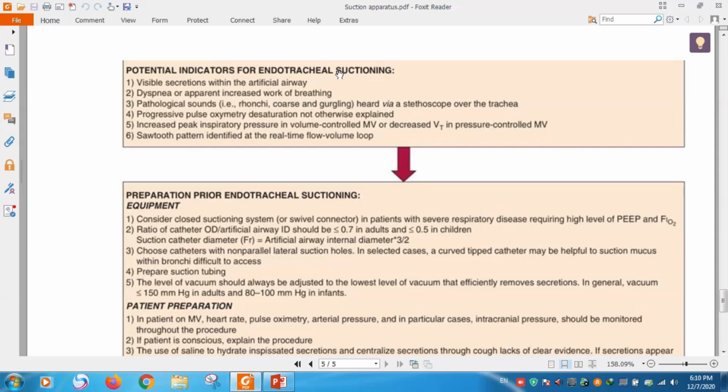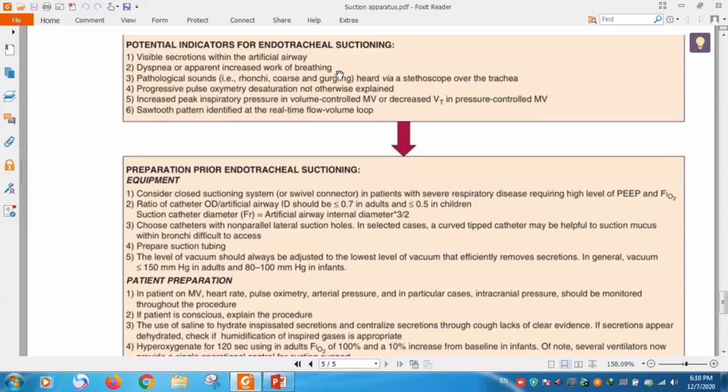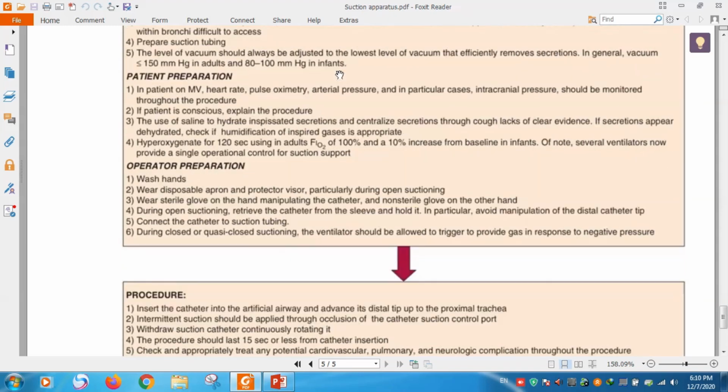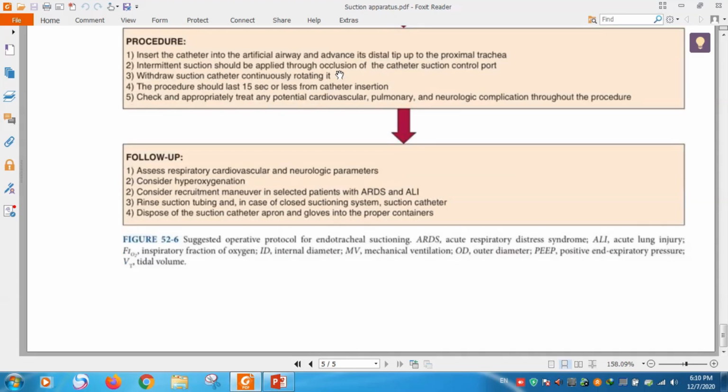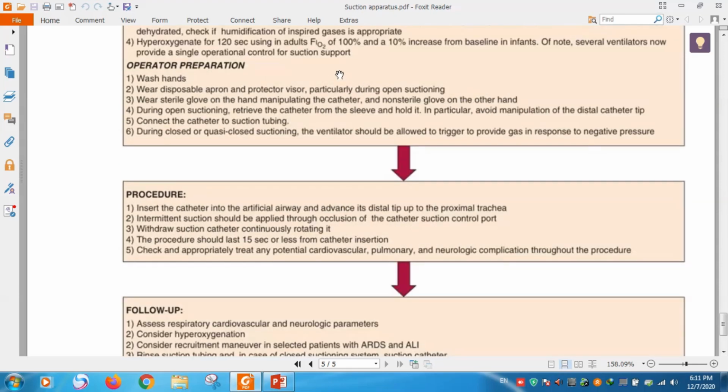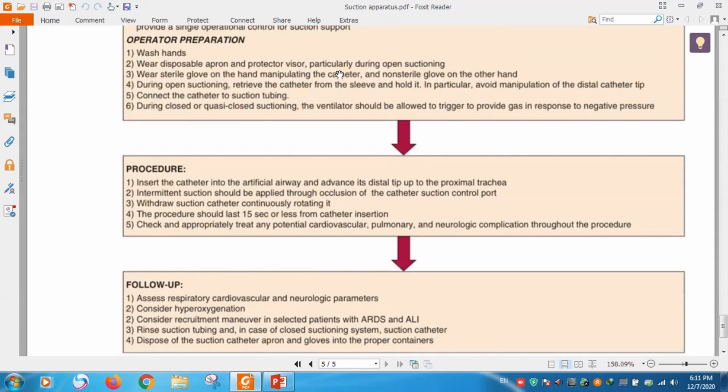Now, preparation prior to endotracheal suction equipment. Consider a closed suction system. If you know, these are very important details. You can read it and save it.